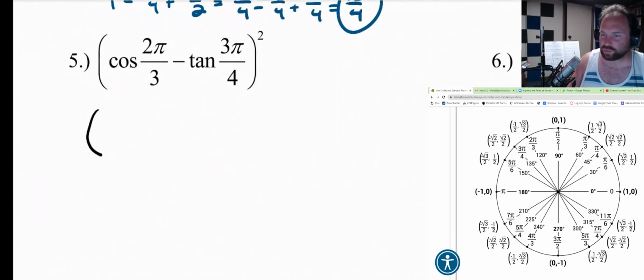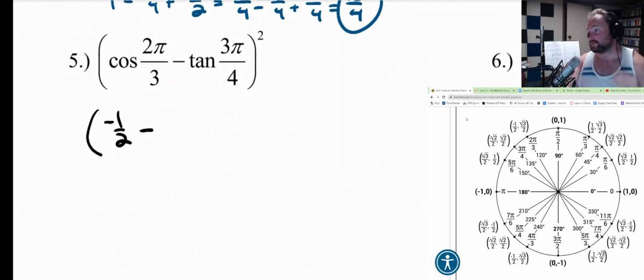So the cosine of 2 pi over 3 is equal to -1/2. The tangent of 3 pi over 4 requires a little bit of work. Actually, it doesn't. Tangent of the pi over 4 angles is always going to be 1 or -1. In this case, since the x value is negative but the y value is positive, tangent will be negative, also as we discussed in the previous video. So this is minus -1.